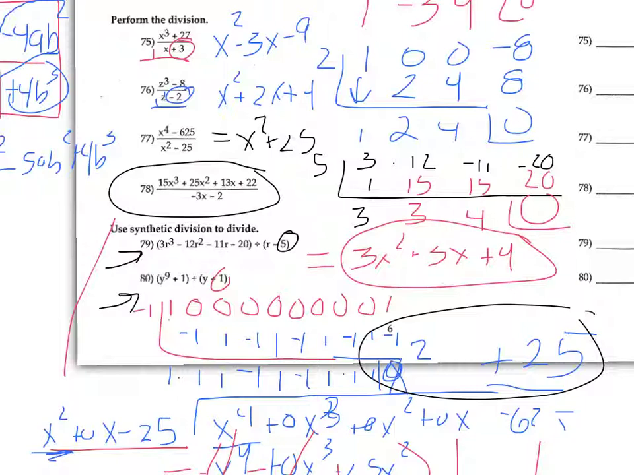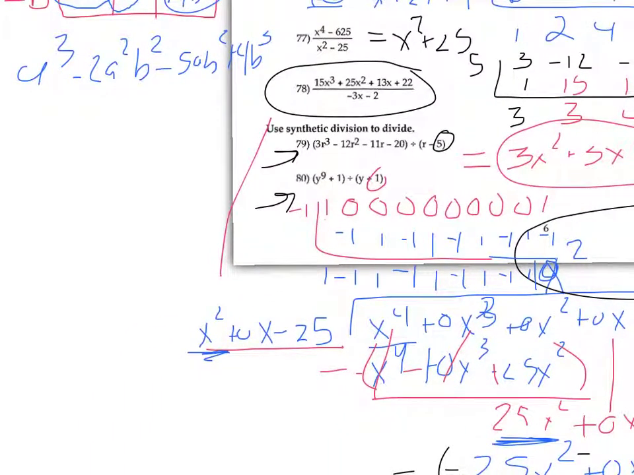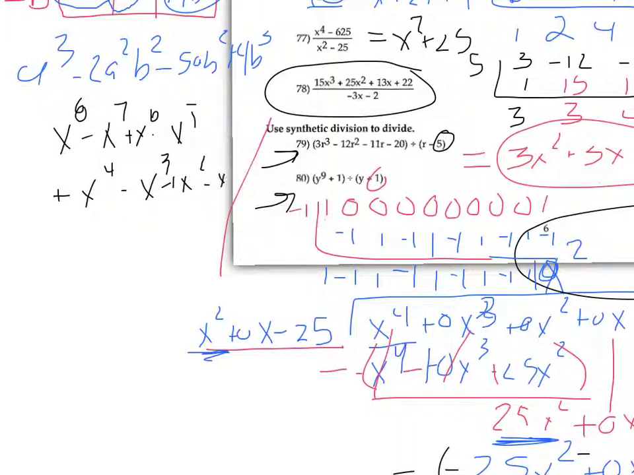So all told, no, let me do this over here. What we have is x to the 8th minus x to the 7th plus x to the 6th minus x to the 5th, going down here, plus x to the 4th minus x to the 3rd plus x to the 2nd minus x plus 1, and that's what we have.